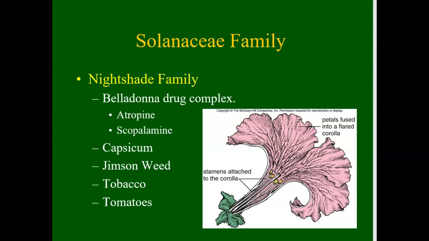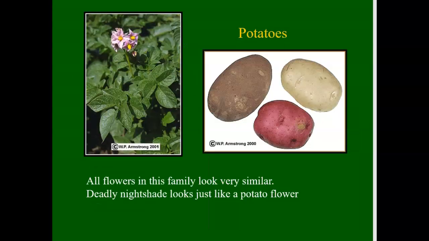Some of the other members, again, I've gone through a few of these, but capsicum, which are all the peppers, Jimson weed, which is a weed that grows around here, and sometimes people actually eat it to get high, but it's pretty poisonous. And then tobacco and tomatoes are all part of this group. Potatoes, the flowers of the potato look very similar to deadly nightshade. The flower of deadly nightshade looks almost exactly like that, but just a little bit more purple.